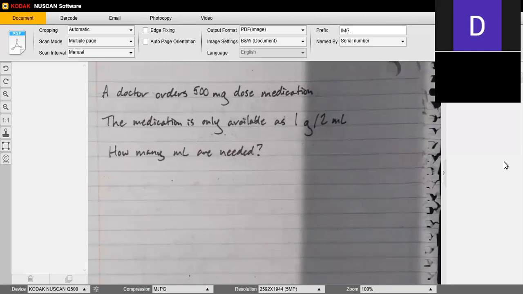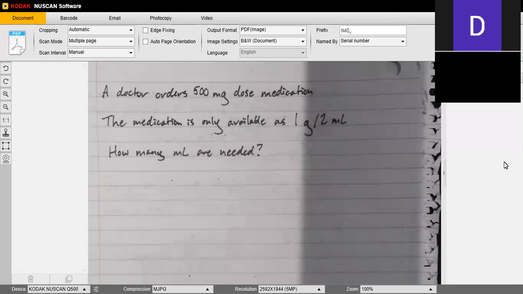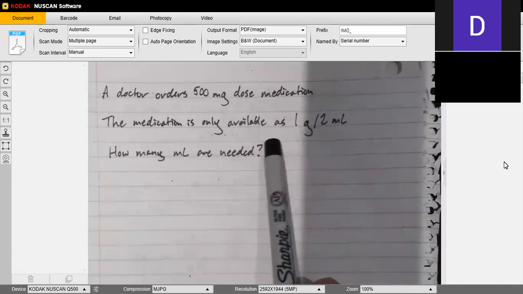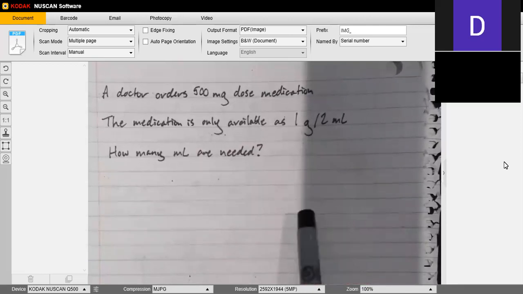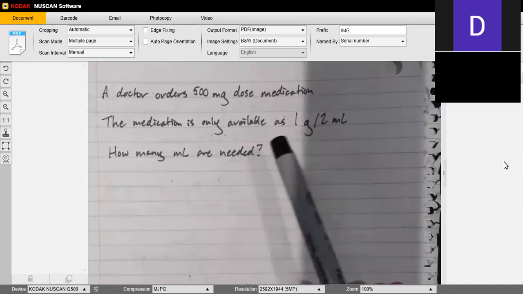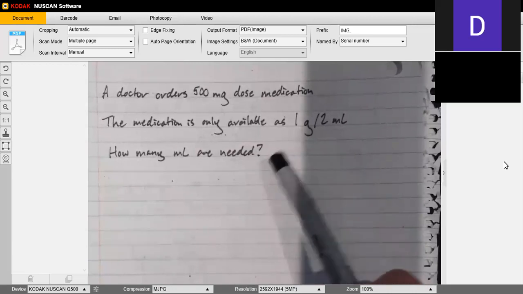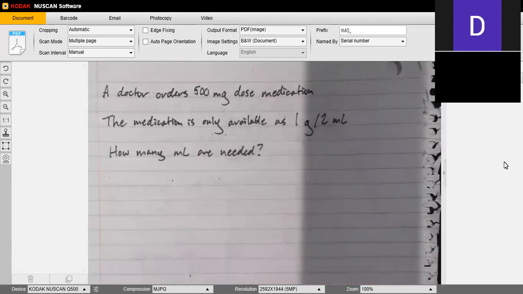So what do we have? We have a problem. A doctor orders 500 milligrams of a medication, a 500 milligram dose of a specific medication. Doesn't matter what kind of medication it is. We just know that it's only available as a 1 gram per 2 milliliter solution. So how many milliliters of this solution do we need to have that 500 milligram dose?